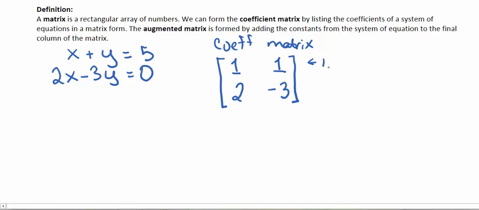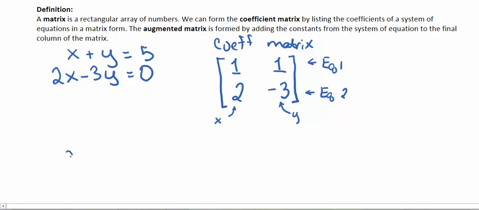This is the first equation. This second row is the second equation. And every column corresponds to a variable. These right here are the coefficients of x, and the second column is the coefficient of y.